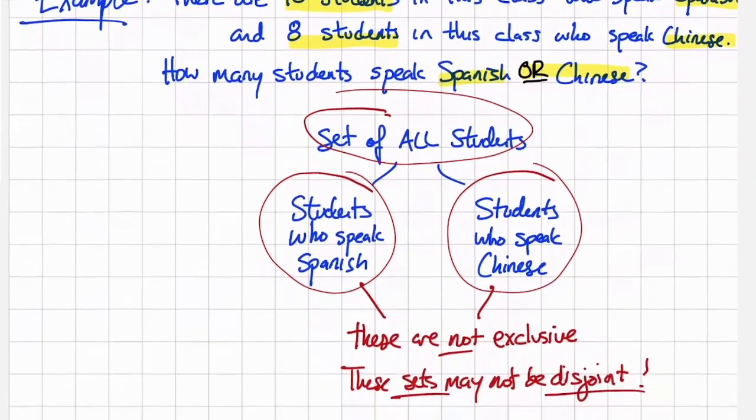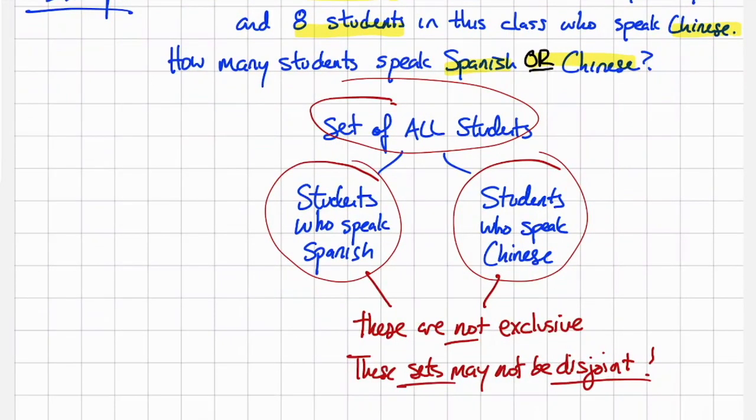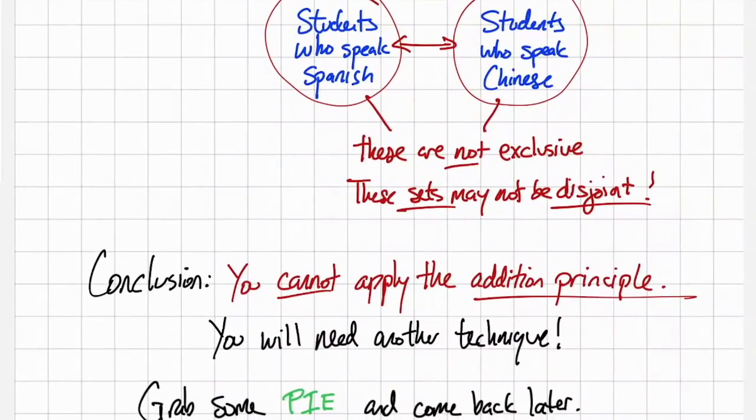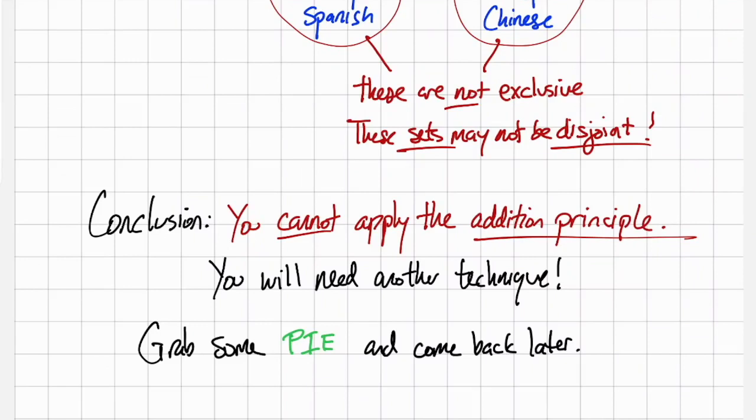But what's the problem here? These two sets are not exclusive. They may not be disjoint. There may be students who speak both Spanish and Chinese. Because we don't have that information, and because these sets overlap, we cannot apply the addition principle. We're going to need another technique.